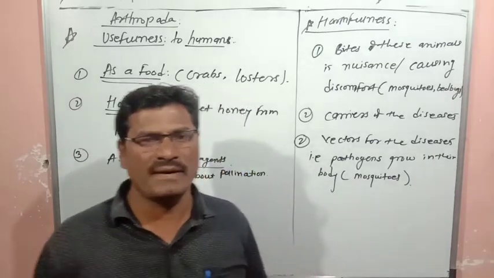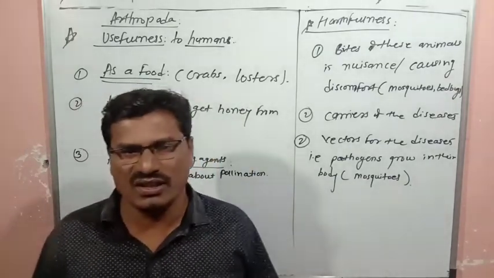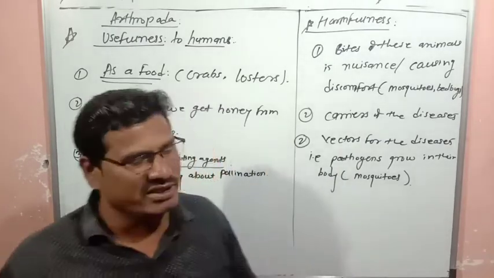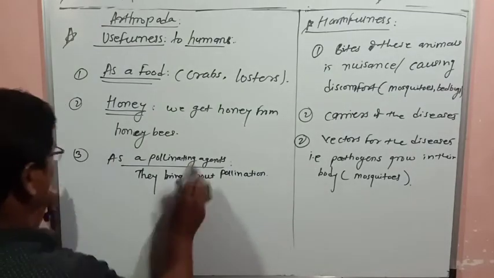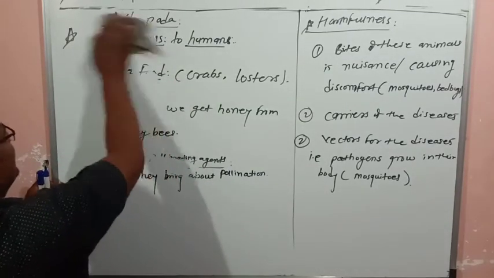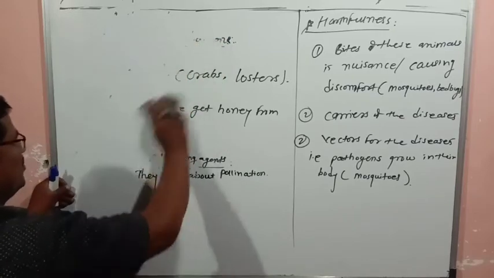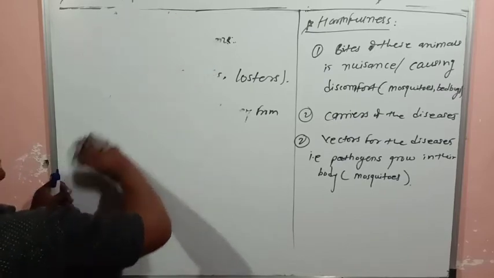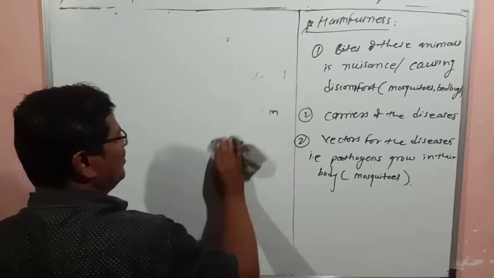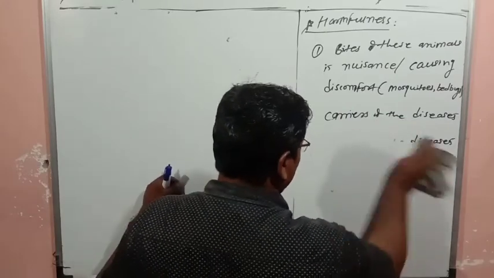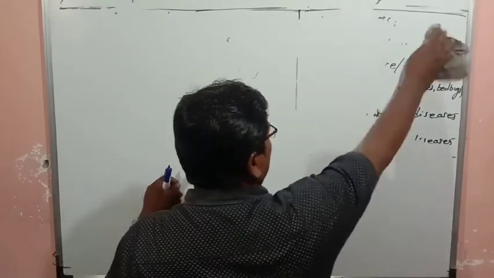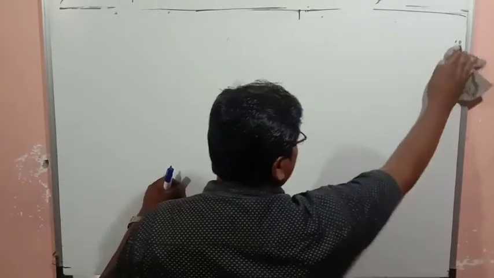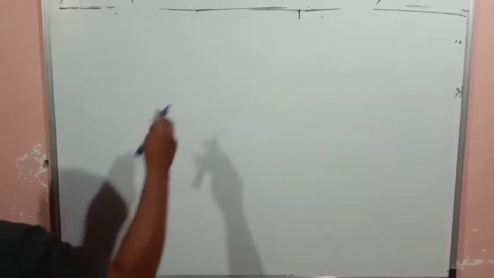So next thing. Another point we have to study is lifespan. It is related to the lifespan of particular arthropods. In that, which animal has the shortest life and which animal has the longest life? That one we are going to study. First, arthropods with the shortest lifespan.